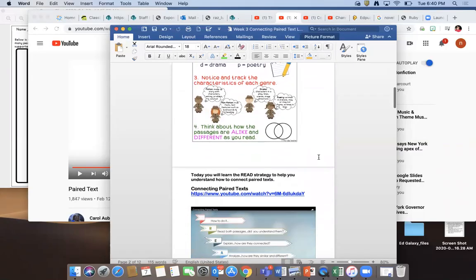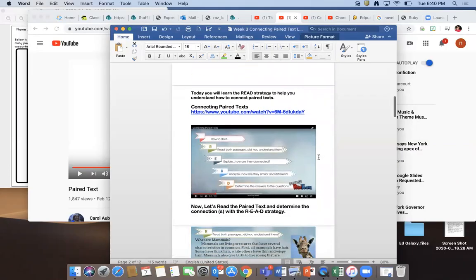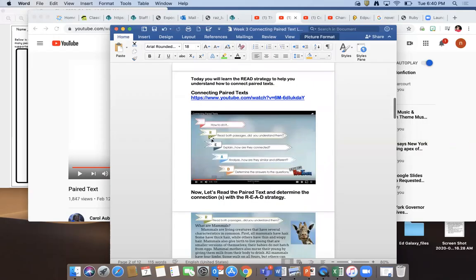Today, we're going to also learn a new strategy to help us when we're reading paired text, and that's called the READ strategy. R-E-A-D. R stands for reading both passages and understanding them. E is explaining how you made a connection with those two passages. A, analyzing the passages, thinking about how they were similar and different. And D, determining the answers to questions to follow up with what you read.